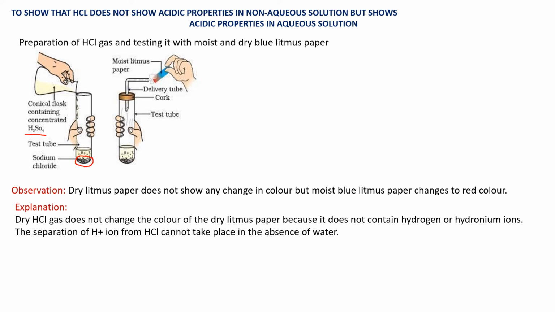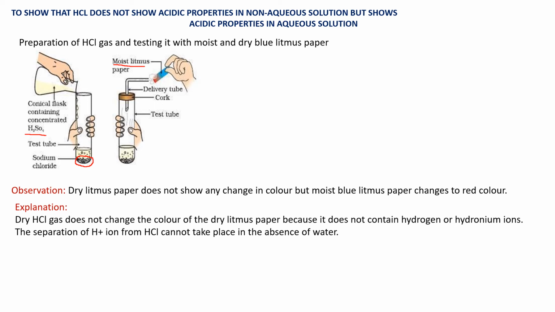So for the gas, what I initially did, I took a dry litmus paper and kept it over here, right? What I found is there is no change in color. But next time I took a wet blue litmus paper. You can see here, moist litmus paper. How can a litmus paper be moist? Only when you put some water on it, right? So I took a moist litmus paper and brought it near this delivery tube.